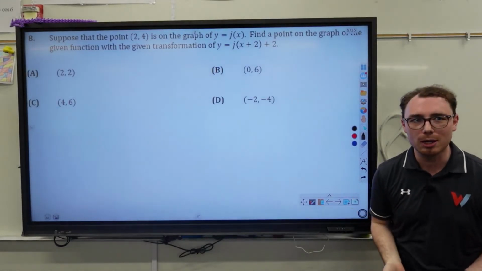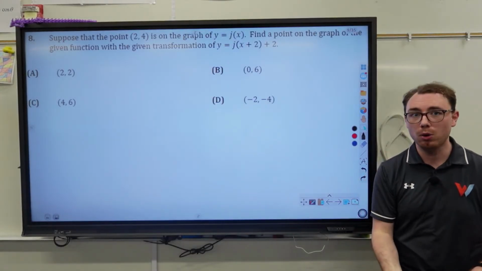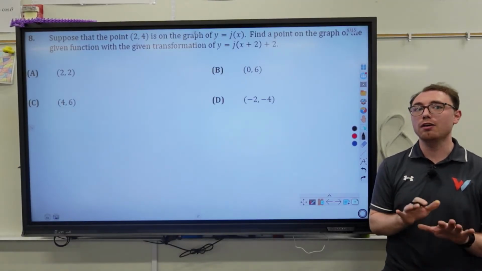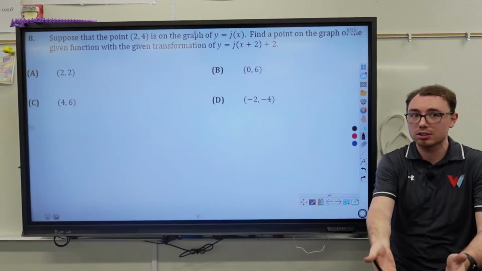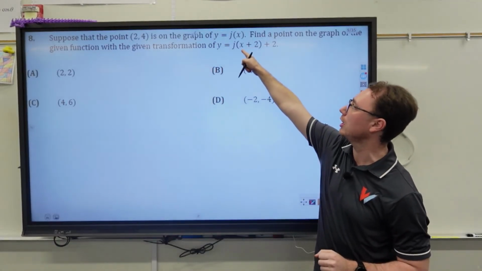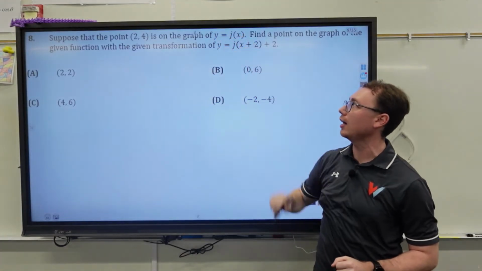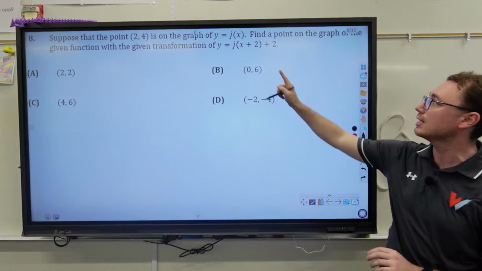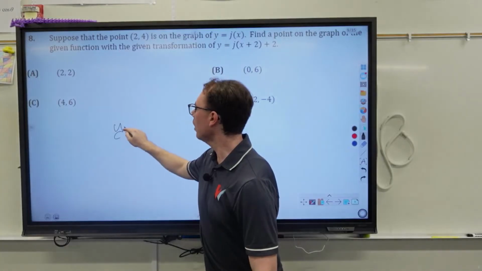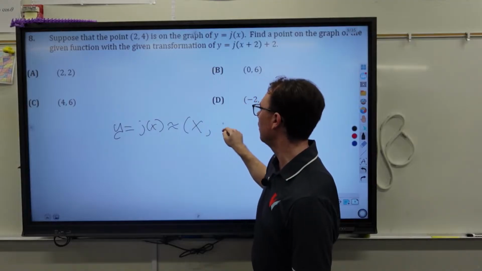We're now going to look at number 8. Suppose that the point (2, 4) is on the graph of y equals j of x. We're going to find the point on the graph of the function with the given transformation y equals j of (x plus 2) plus 2. So all we're changing in this case is that we're adding 2 to the x value and we're adding 2 to the end result y value of j of x. All we want to showcase is that for this point here of the parent function, we have the point where y equals j of x is equal to (x, y).